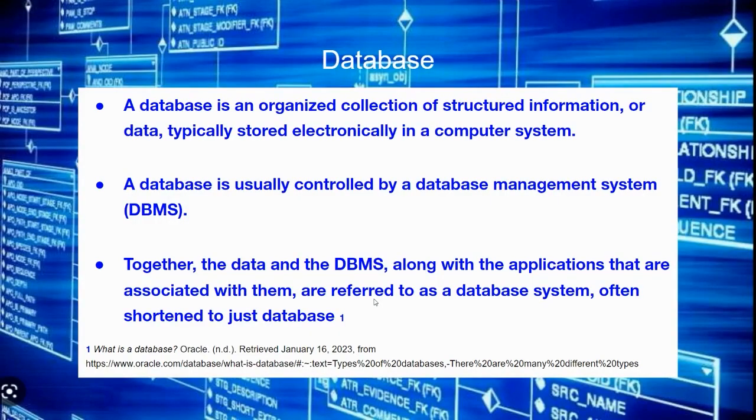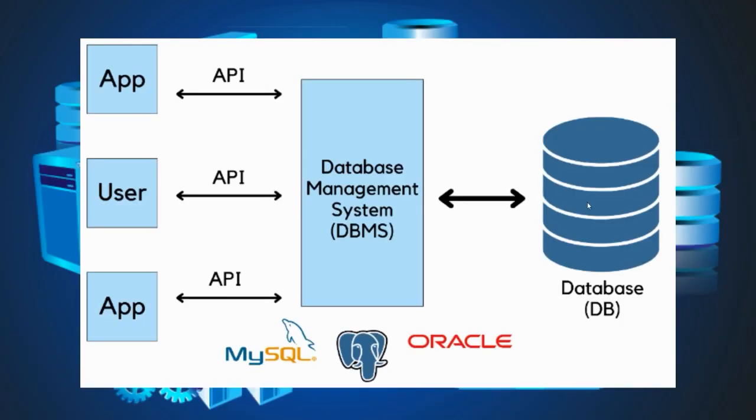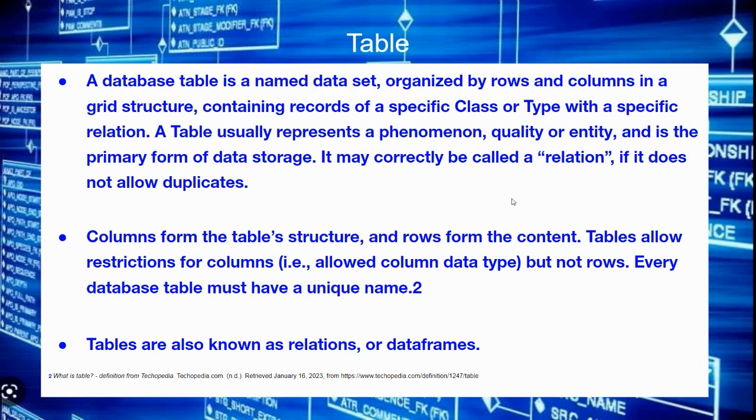I'm going to go through this stuff kind of quickly because I think most of us know this. A database is an organized collection of structured information. It's usually electronic, of course, and it's controlled by a DBMS, and together it's called the whole system. This is a graphic of a database management system with the underlying structures, the engine in the middle, and the APIs delivering and gathering data.